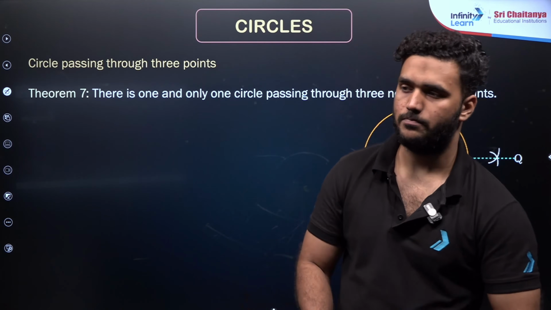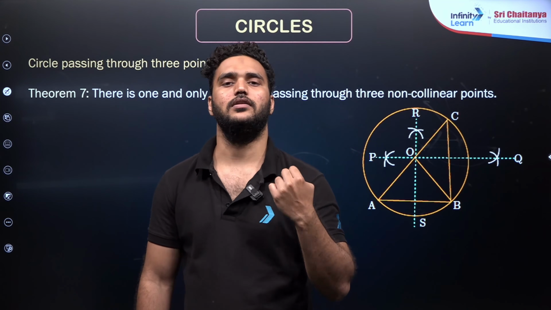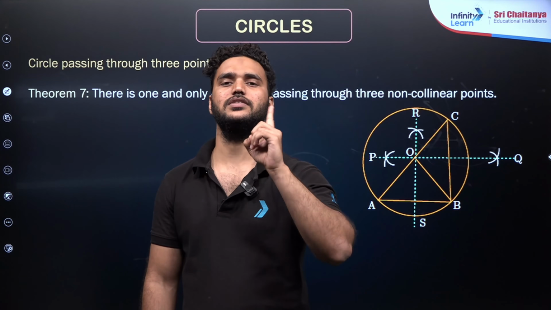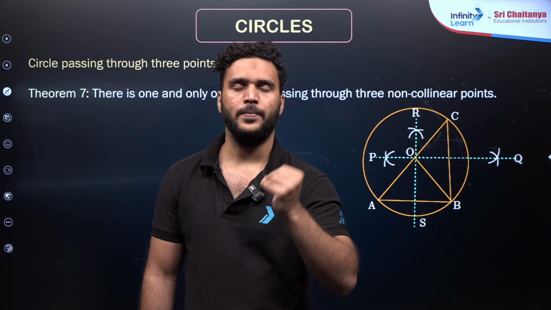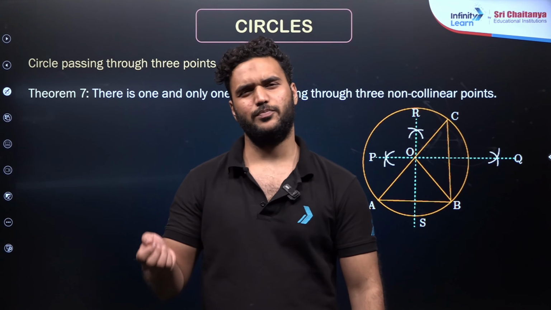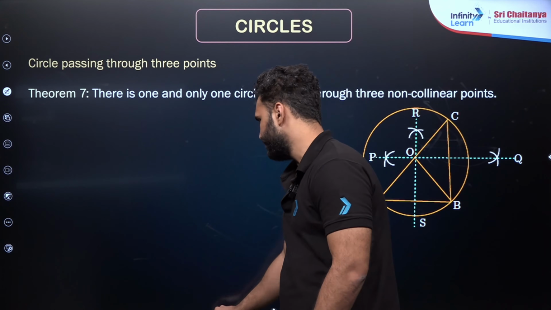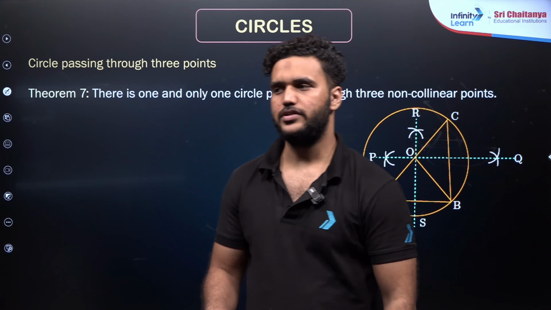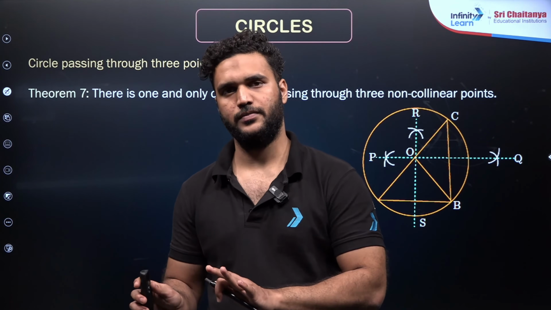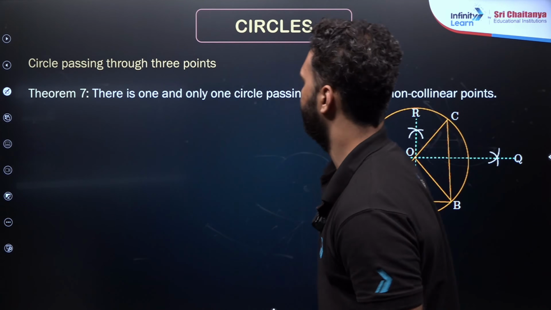But what about, sir, 4? In case of 4, there can be only one circle or 0 circles. There will be 2 cases. For 3 points, there will always be one circle. For 4, it depends on whether the 4 points are at such a position that you can make a circle or not. So for 4 non-collinear points, there may or may not be a circle passing through them. But for 3 points, there must be one circle which passes through all these 3 points.